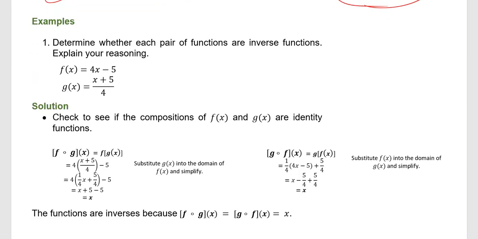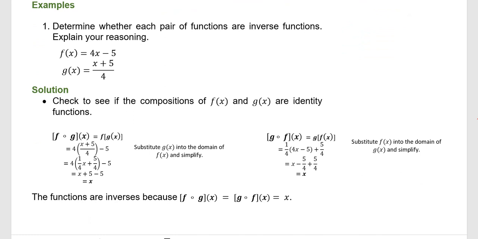Let's look at some examples. Determine whether each pair of functions is an inverse function. Explain your reasoning. f of x equals 4x minus 5. g of x equals x plus 5 over 4. So again, we can use the rule that we just discussed about composites, and we can take both composites in both orders. So we can take f of g of x and we can take g of f of x.